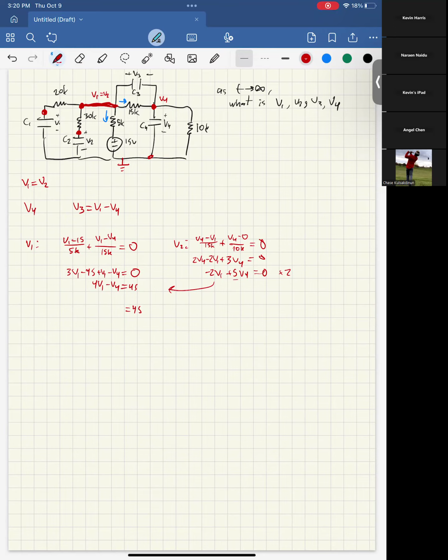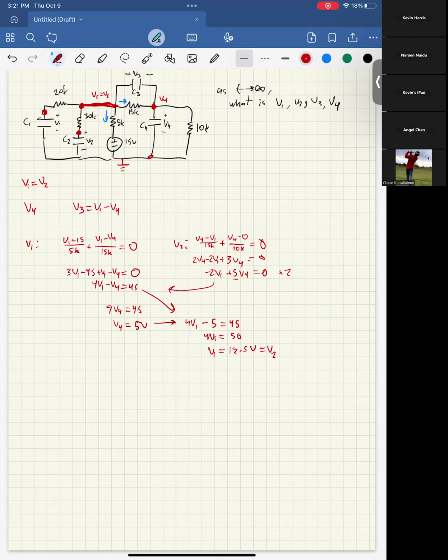Okay, yeah, so 5 minus 1, then you get 9 V4. Then V4 equals 45 over 9, which is 5 volts, which is correct. Now that we have V4, we can plug this into our equations from before to find V1. So 4V1 minus 5 equals 45, right? Then 4V1 equals 50, V1 equals 12.5 volts.